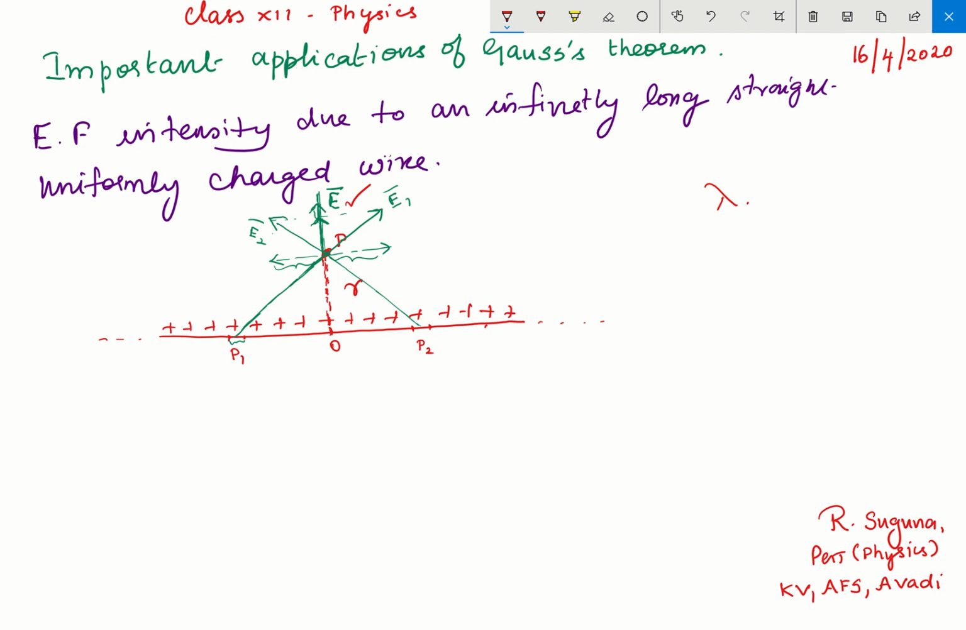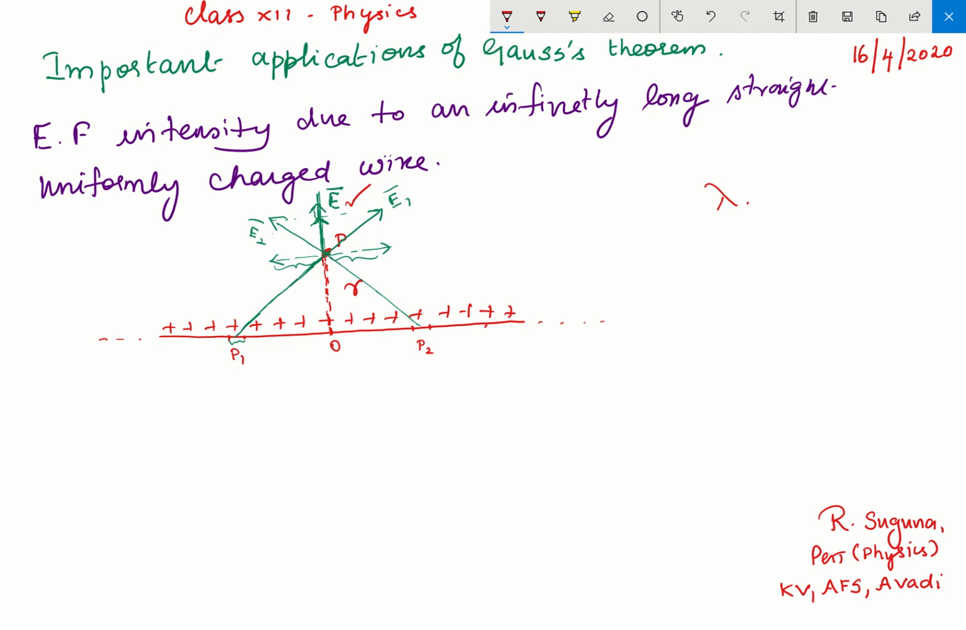Definitely, if we take the paper like that, all the right and left side components will cancel. Only the perpendicular component, the component perpendicular to the line of charge, will be non-zero. Everything will add up. So the net electric field will be in the direction, radially outward.